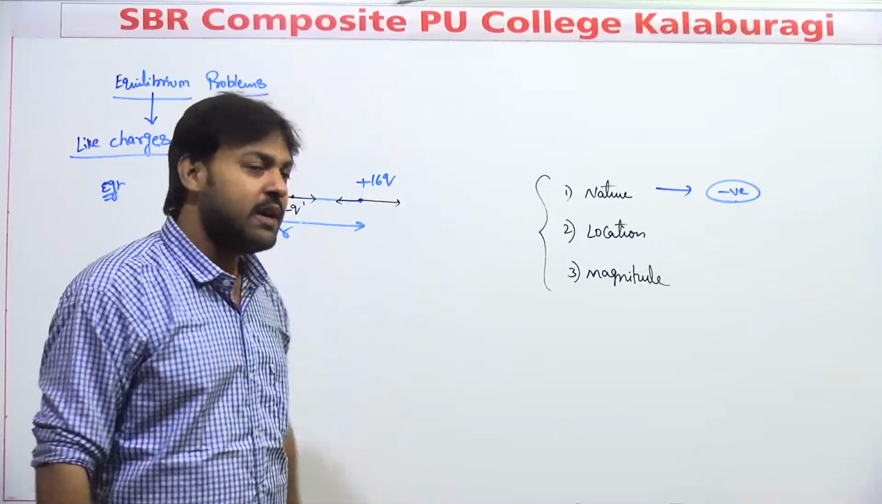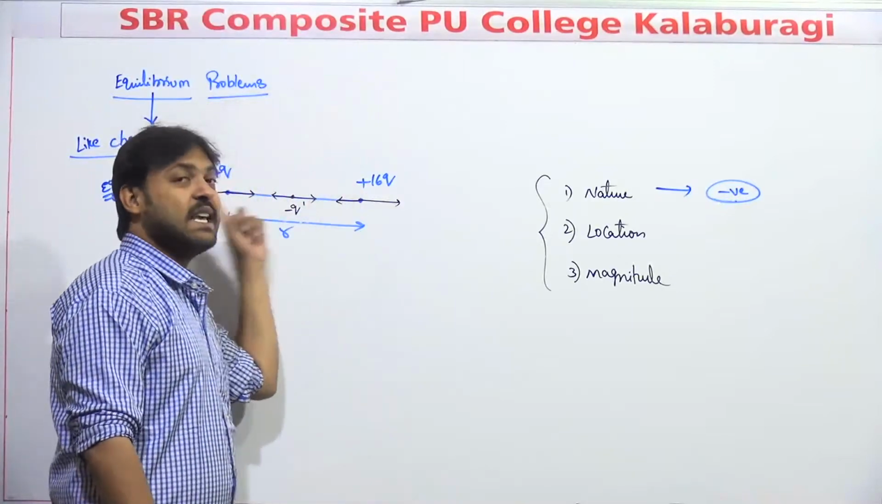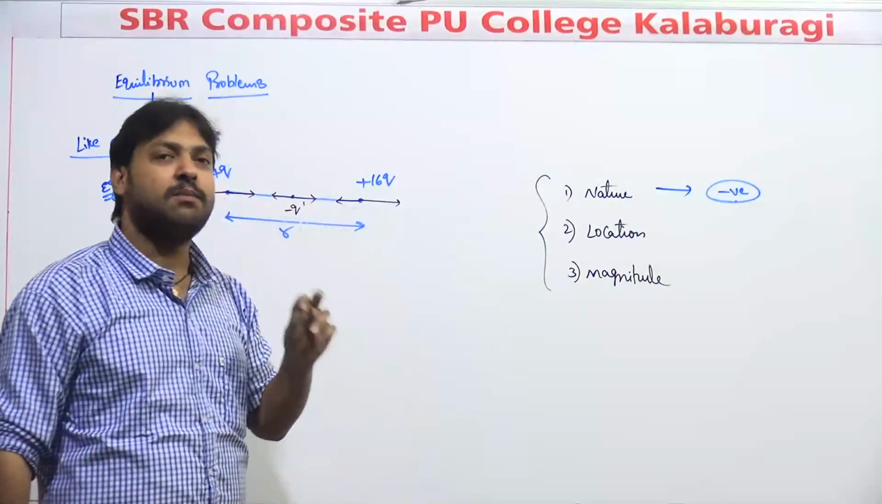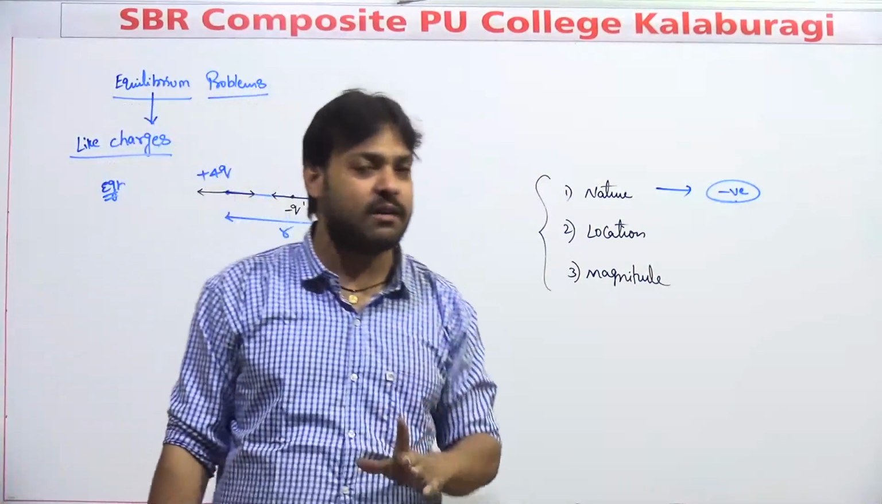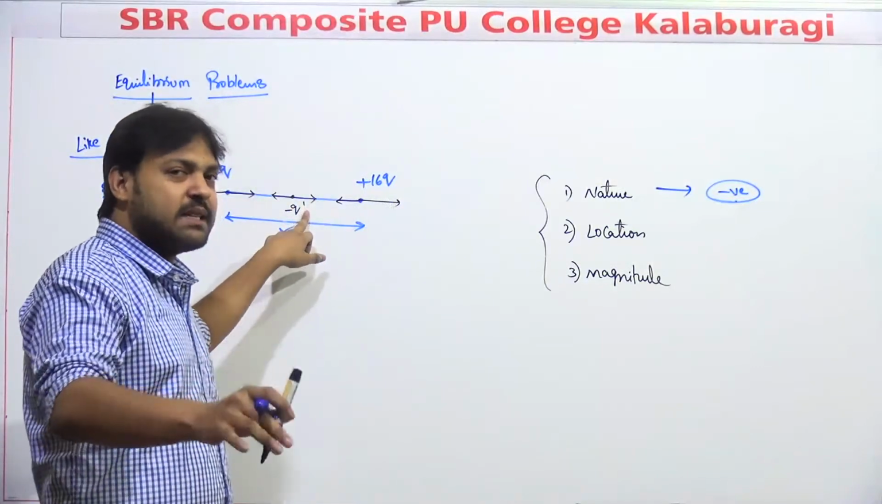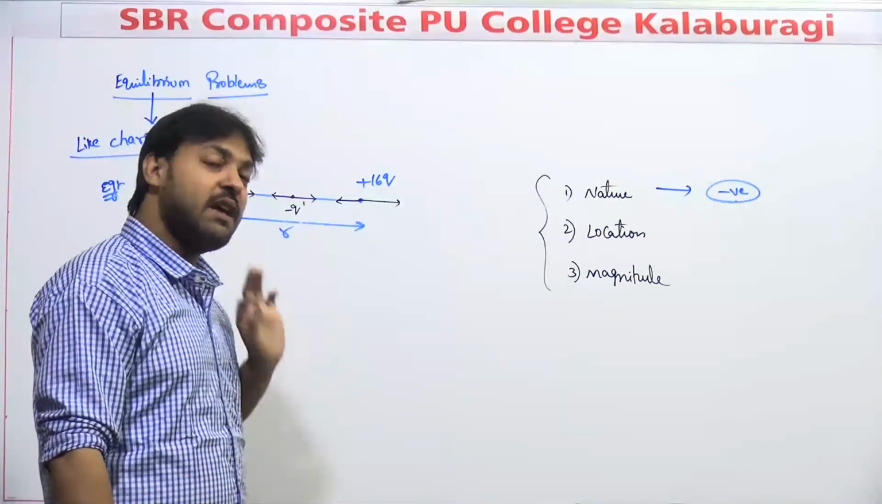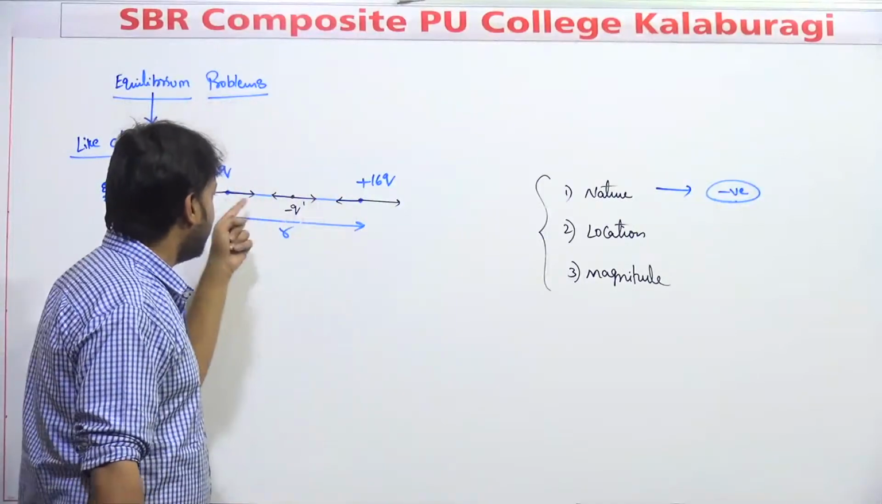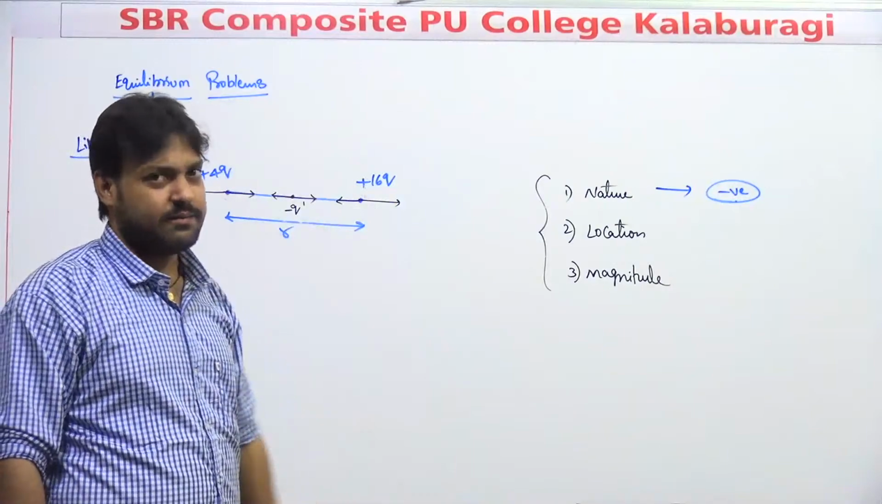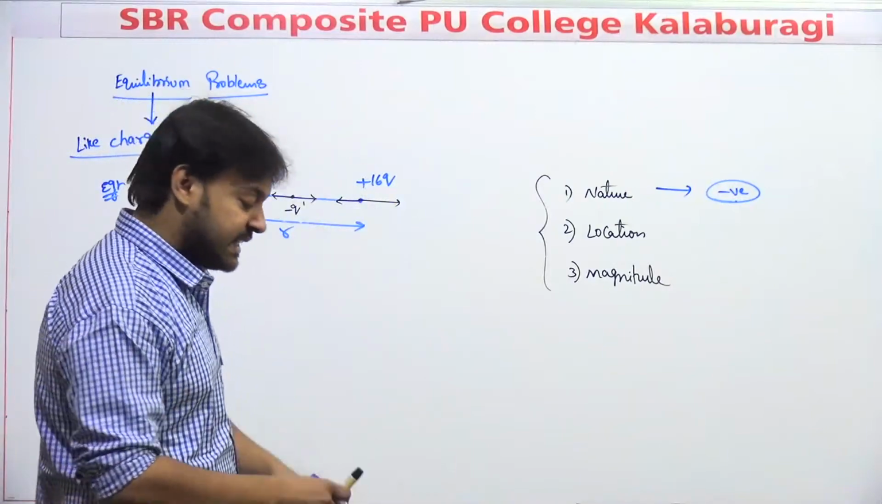When it will be midpoint? If the two magnitudes are same, if plus q, then the third charge we have to place exactly at the midpoint. If magnitudes are different, I can't tell the third charge should be placed at the midpoint. But where we have to place? Along the line joining between the two charges. When? If like charges are there.